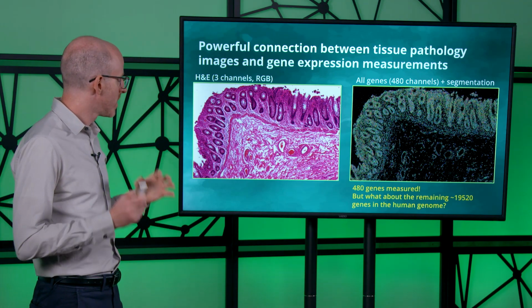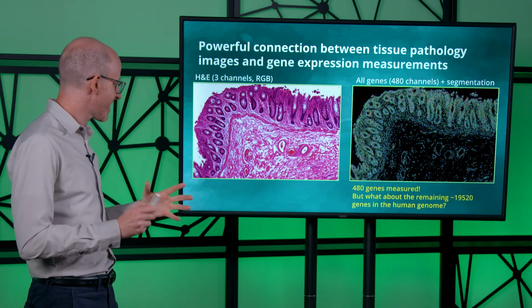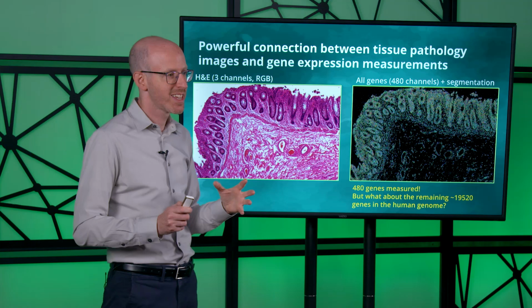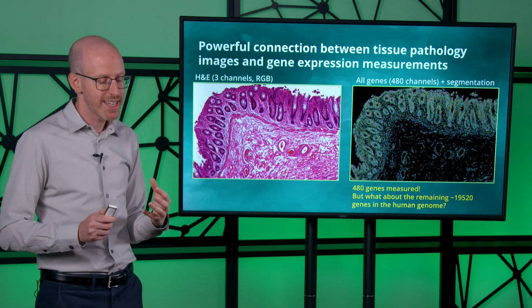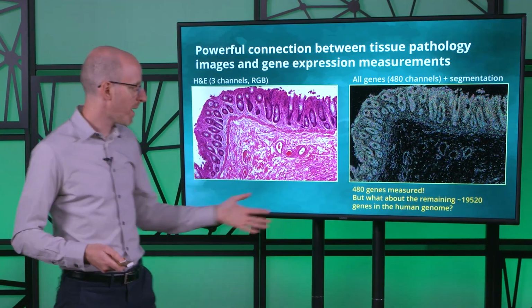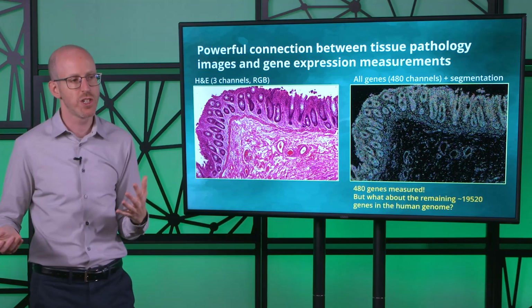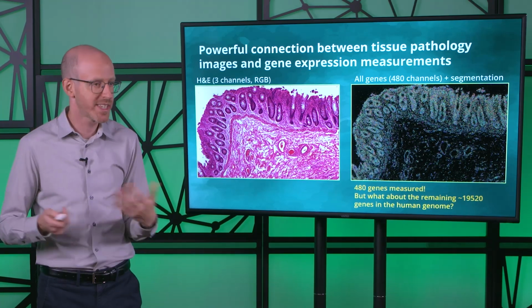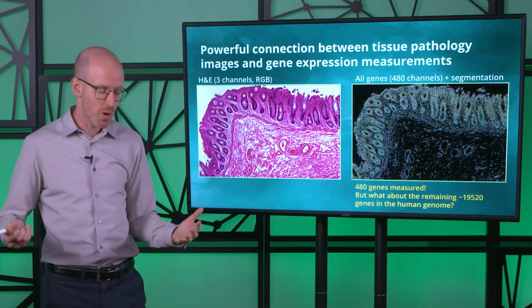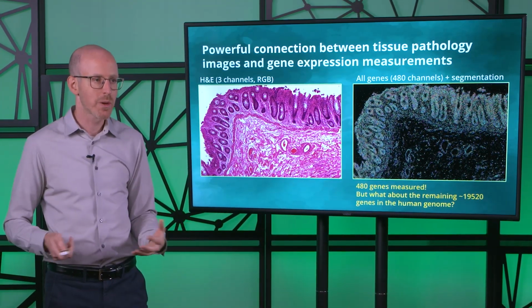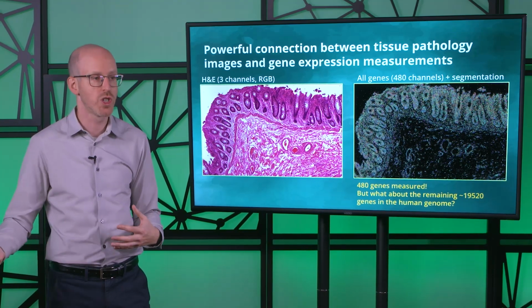So this is a lot to take in, but maybe one of the things you might have noticed me say is that we're measuring about 480 genes. And what you recall from the beginning of this lecture is that there are actually 20,000 genes in the human genome. So what about the remaining 19,520 genes that we didn't measure? What can we say about those genes? In the last part of this lecture, I will explain to you how we can measure those genes as well.